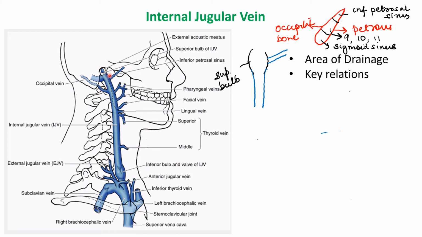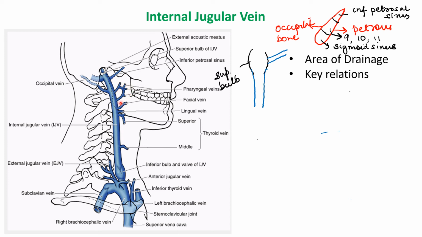We've already seen this. Now, around it, we also know that the condensation of the carotid sheath is not very well developed, in order to allow for its enlargements to take place. Now, once it exits, it starts getting its tributaries. The first one in the superior bulb was the inferior petrosal sinus.